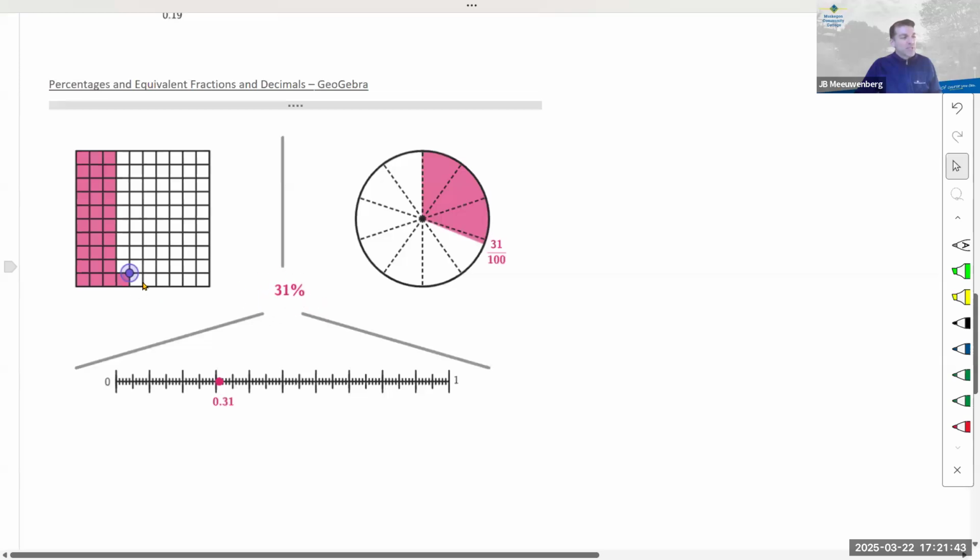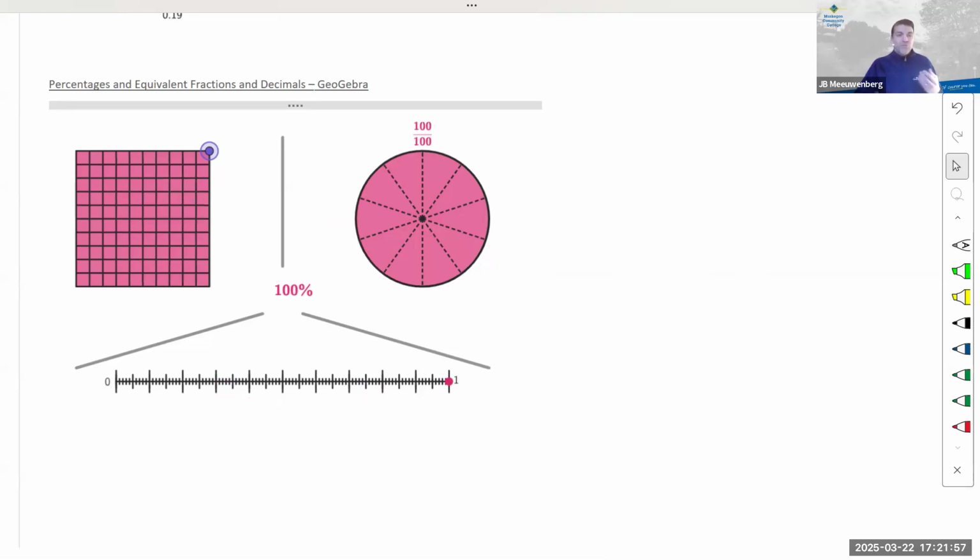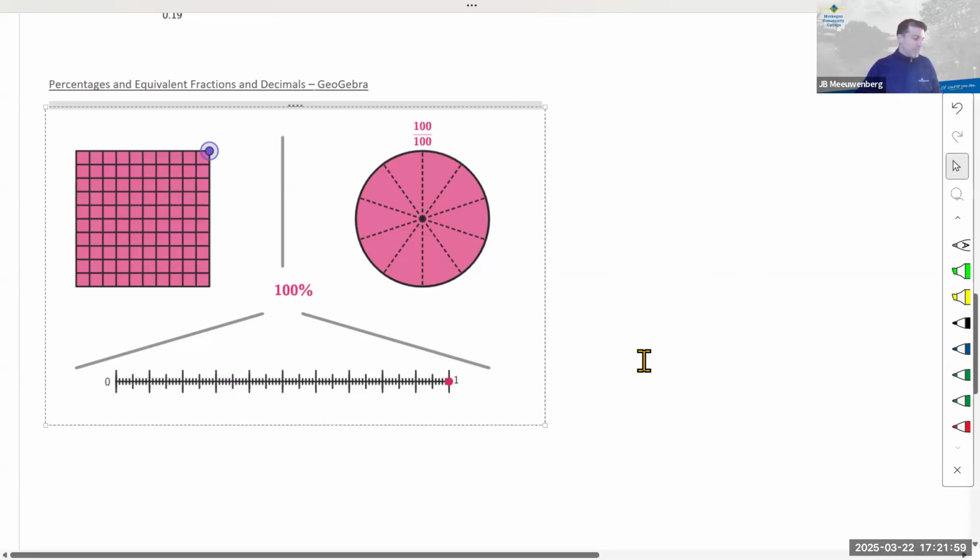And then now watch the percentage grid as I go up. 32, 33, 34. The fraction increases as well, 35, 36, right? So we can see how all of these things are connected. The decimal, the fraction, the percentage representation of those numbers.